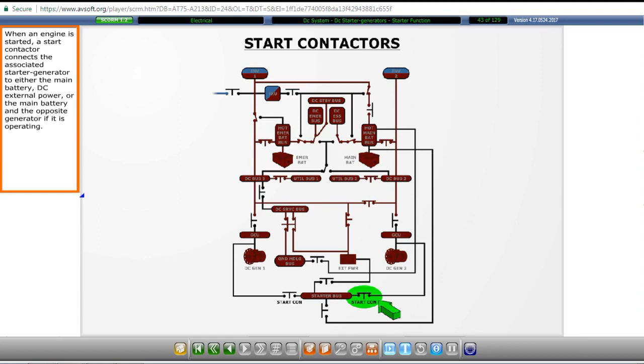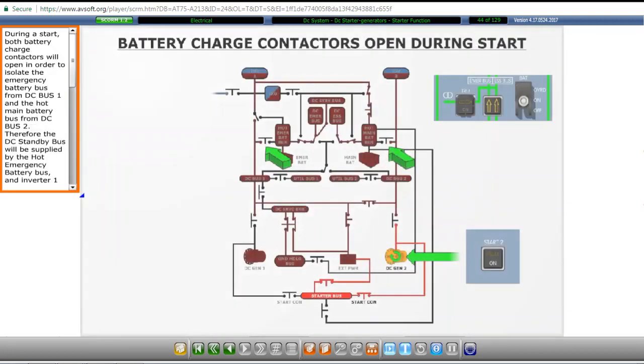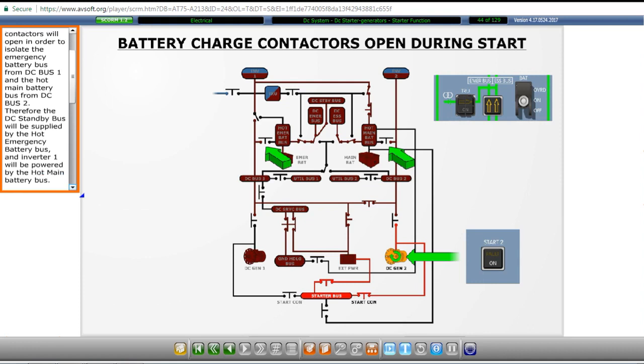When an engine is started, a start contactor connects the associated starter generator to either the main battery, DC external power, or the main battery and the opposite generator if it is operating. During a start, both battery charge contactors will open in order to isolate the emergency battery bus from DC bus 1 and the hot main battery bus from DC bus 2. Therefore, the DC standby bus will be supplied by the hot emergency battery bus, and inverter 1 will be powered by the hot main battery bus. This is done to prevent power transients during the engine start. During this sequence, both emergency power indicators will illuminate.